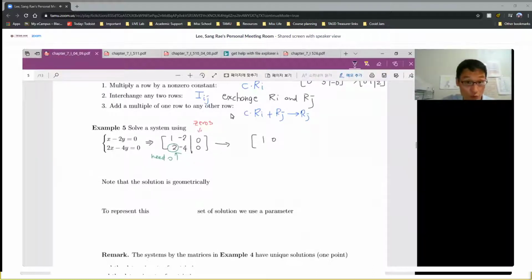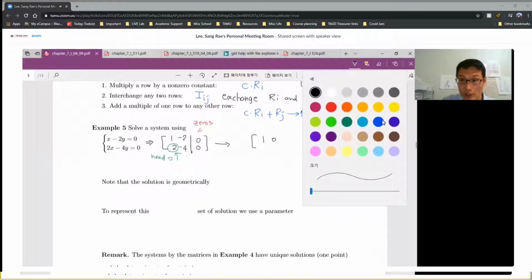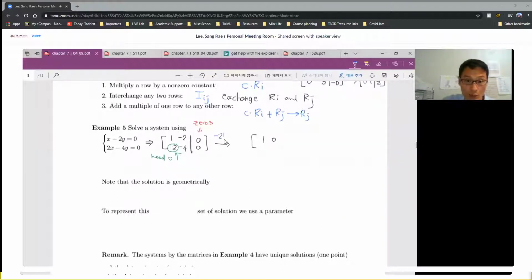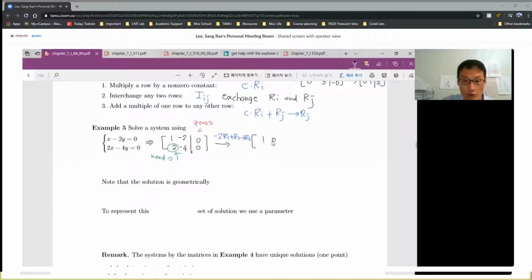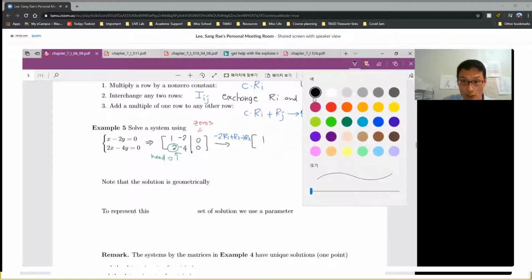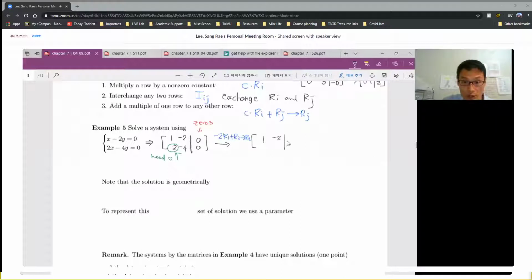And to kill this 2, what you can do is take -2 copies of the first row and add this to the second row. This has an effect only in the second row, so the first row will remain like this. So 2 minus 2 is 0, -4 plus 4 is 0. That's it. So somehow our bottom row is a 0 row.